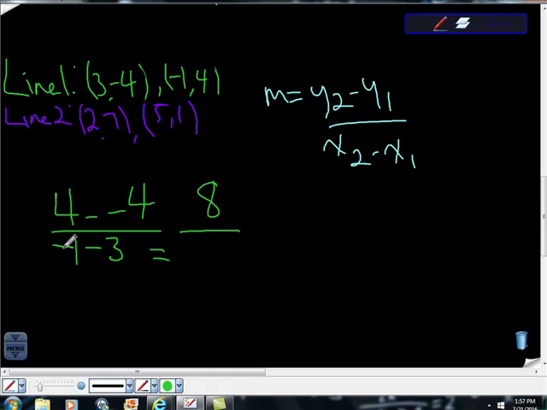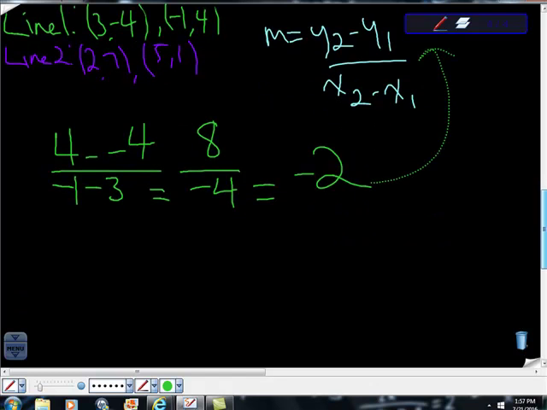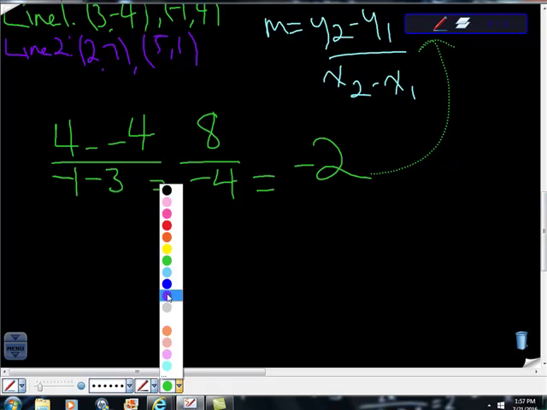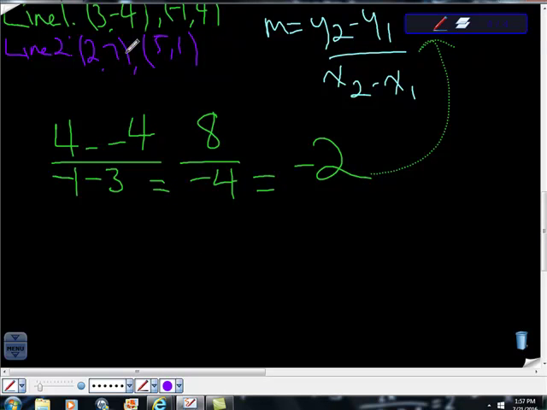And then x sub 2, which is -1, minus 3. -1 minus 3 is like saying -1 plus a -3, which gives you -4. So the slope of this line is -2. And we got that using the formula for slope. Now we're going to find the slope for line 2. So y sub 2 minus y sub 1.